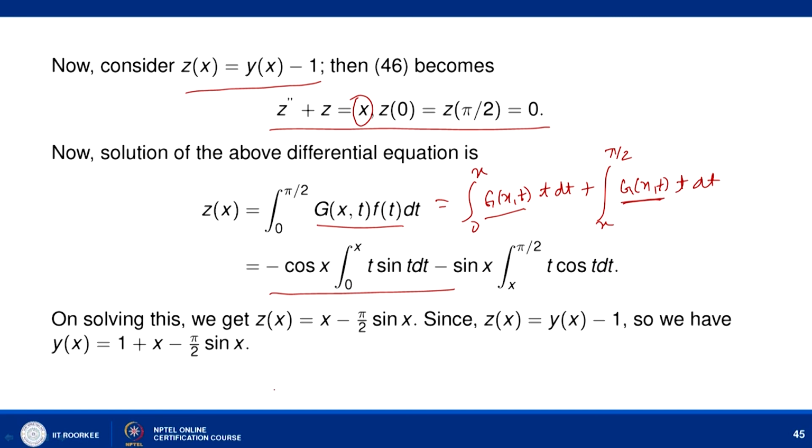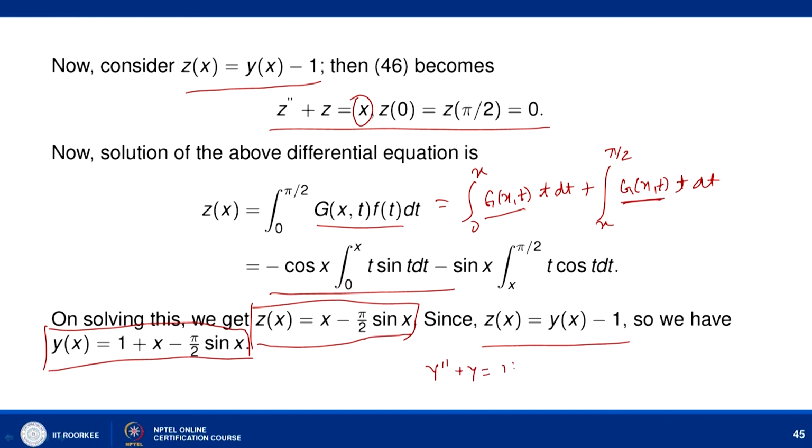When you simplify, you will get the solution z(x) equal to x minus pi by 2 sin x. I am not doing this integration because it is a simple integration; you can do it. Once we have z(x), since we already know z(x) is y(x) minus 1, we have the solution of the problem, that is y(x) equal to 1 plus x minus pi by 2 sin x. This is the solution of y double dash plus y equal to 1 plus x with conditions y(0) equal to 1 and y(pi by 2) equal to 1.